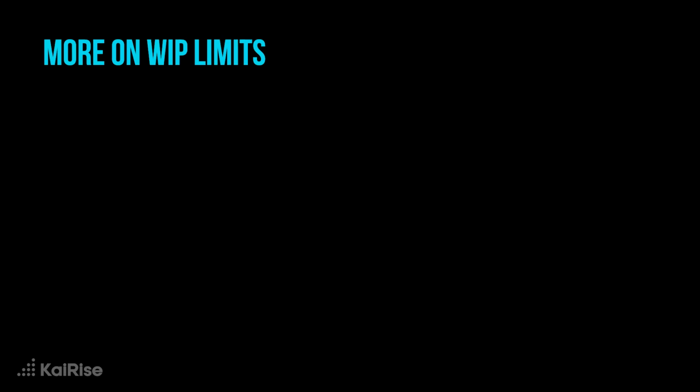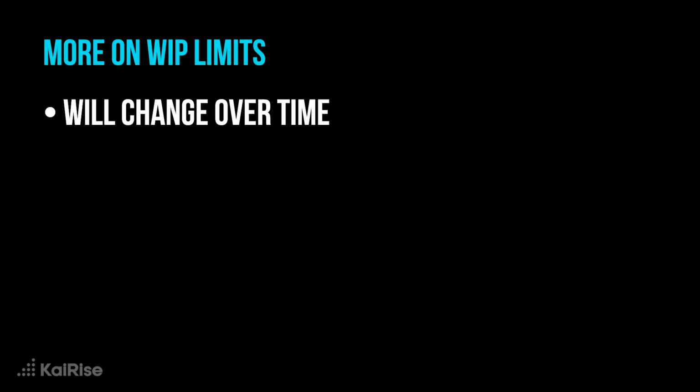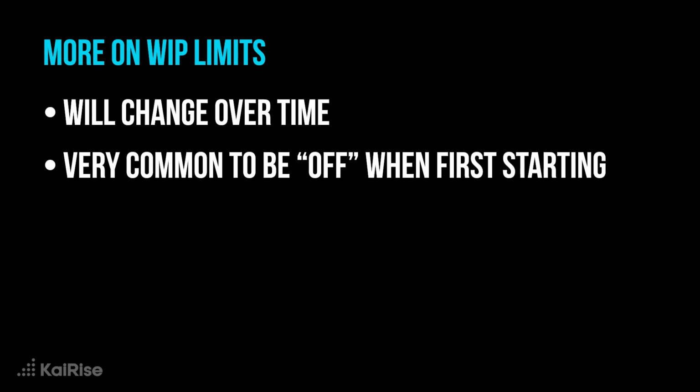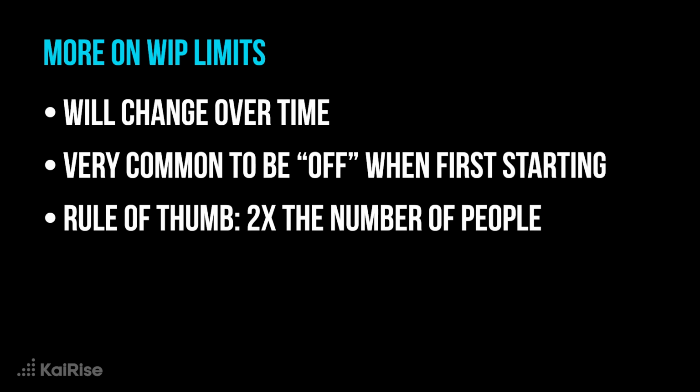Now, a word on WIP limits. They will change. You probably won't get them right when you start, and that's okay. A good rule of thumb, let's say you've got 2 developers, maybe your WIP limit for development is 4. Maybe start there. A good rule of thumb is to double the amount of people who can do that work. And the reason for that is because if they get blocked on one story, they still can move to the next story. Any more than that, and we can end up in a situation where we're working on more than one thing at any given time.